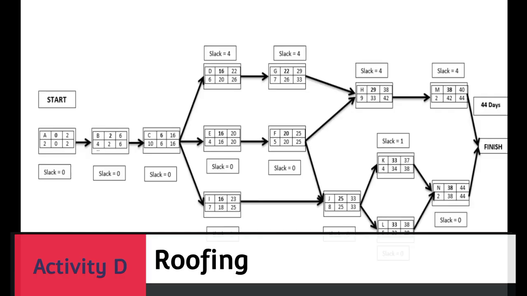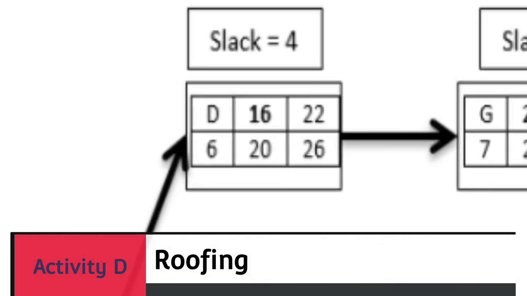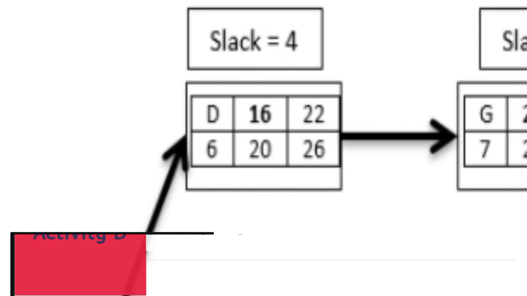The fourth process of the project is separated into 3 activities: the roofing, plumbing, and the ceiling. First, the roofing, which has an estimated time of 6 days, an early start of day 16, a late start of day 20, an early finish of day 22, and a late finish of day 26. The activity was not critical for having a slack of 4 days.